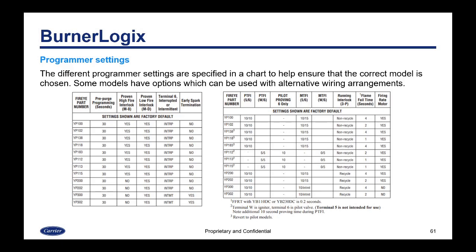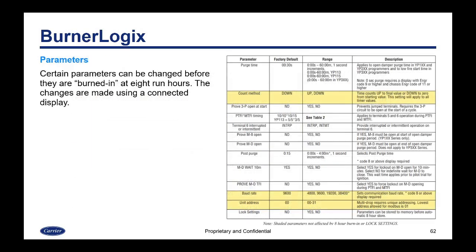Certain parameters can be changed before they are burned in, and the changes are made using the connected display. And this is a listing of those. And these would be things such as the timing for PTFI, MTFI. If you're wanting to prove purge interlock and low fire start interlock, some of those settings can be changed. The settings here that are shaded in yellow are settings that you can change anytime, even after the burn-in period.